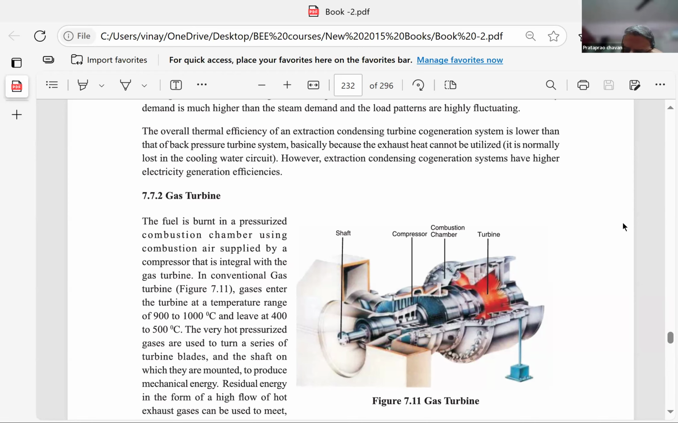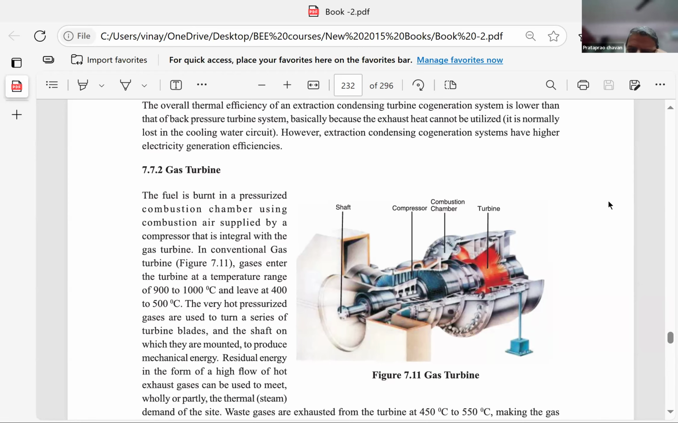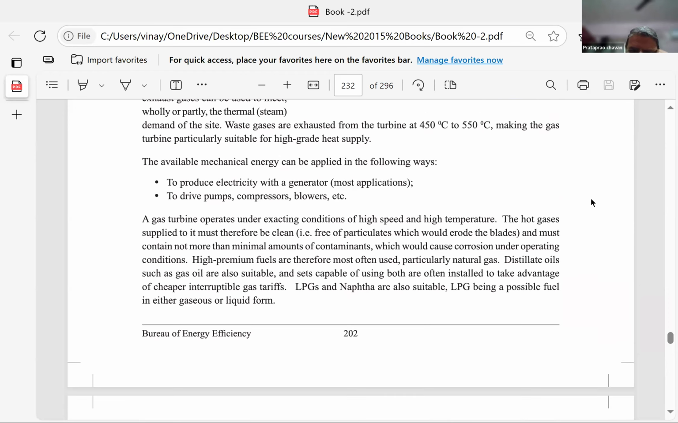The steam generated in that boiler is used for operating a steam turbine. So this is a gas turbine arrangement.